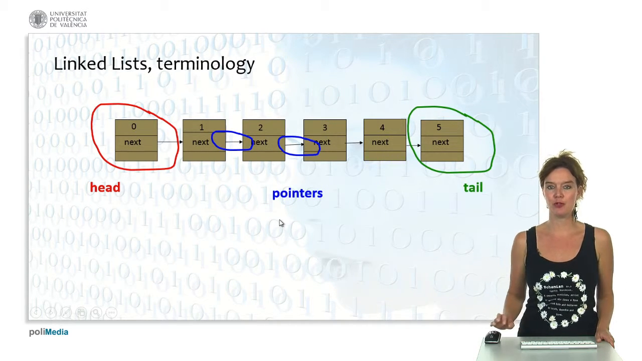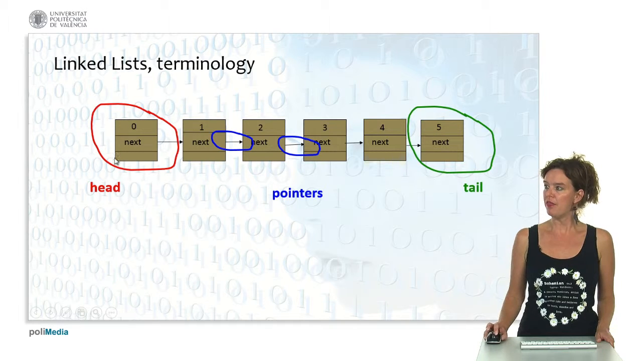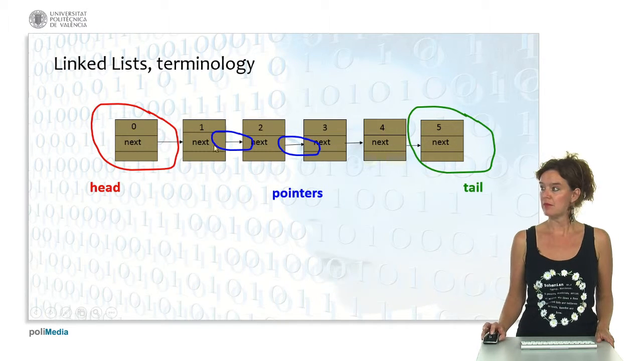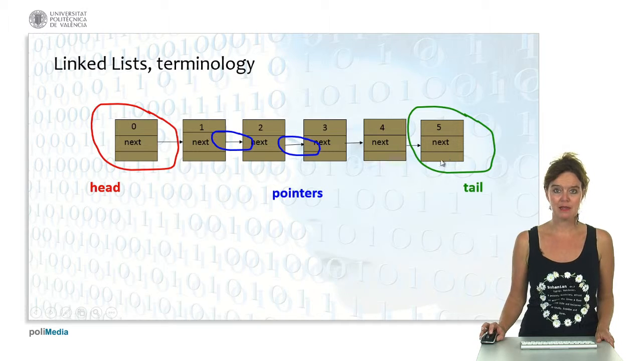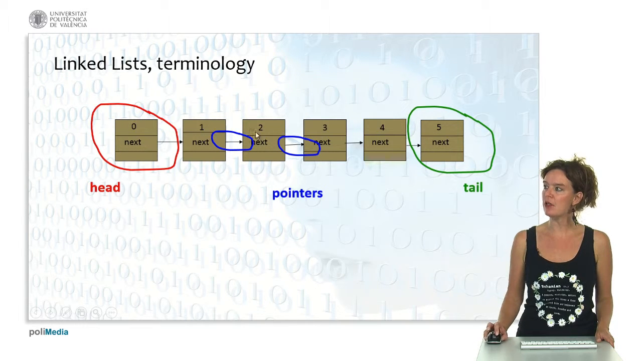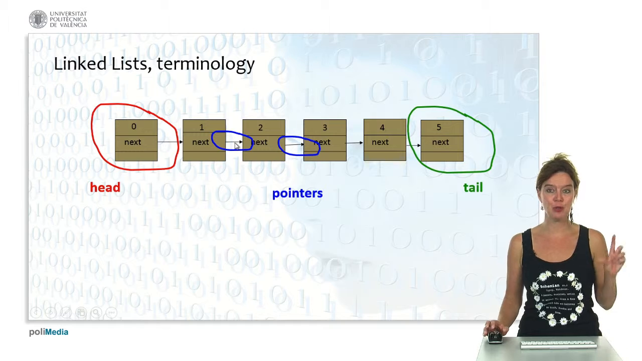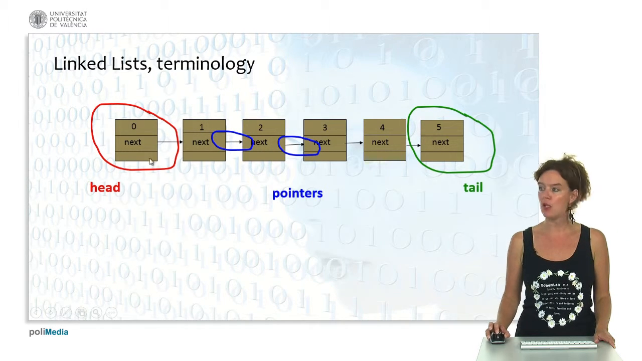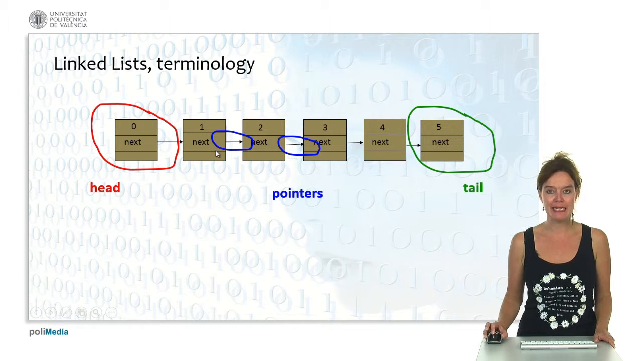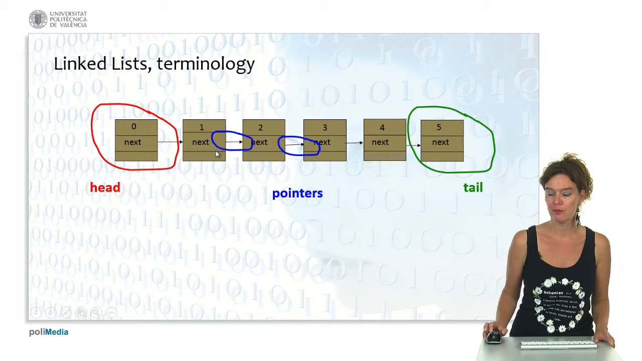Here's a linked list and some terminology. This is the head of the list. This is the tail of the list. And here you see these little arrows that indicate that you go to the next element; these are pointers. And so we make a list of elements that are linked together by pointers.